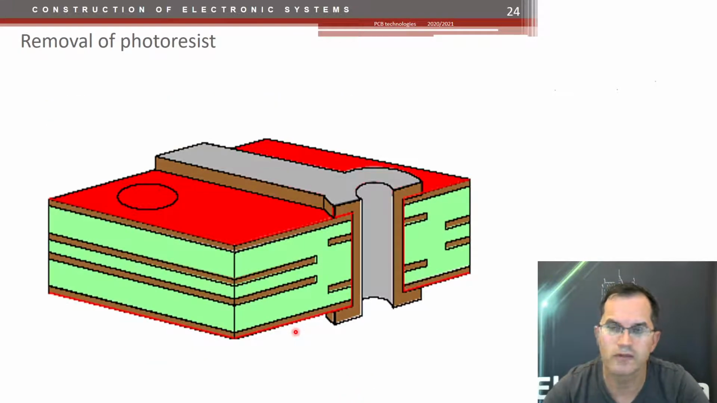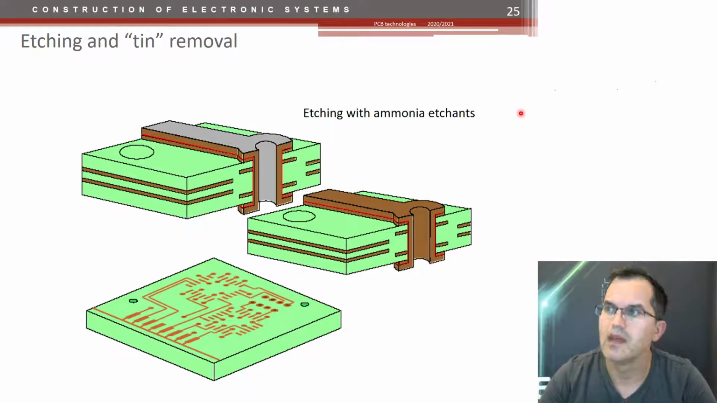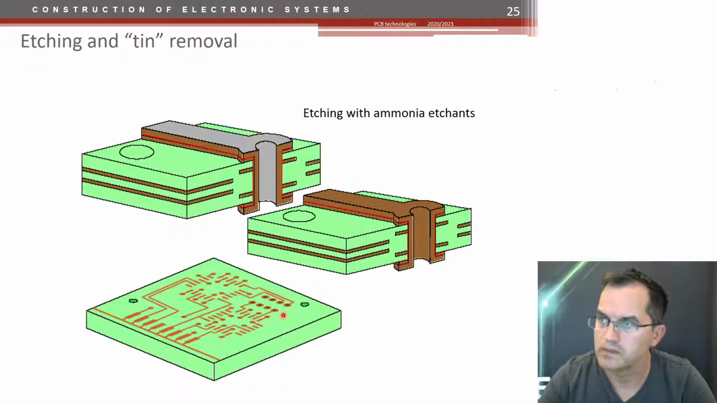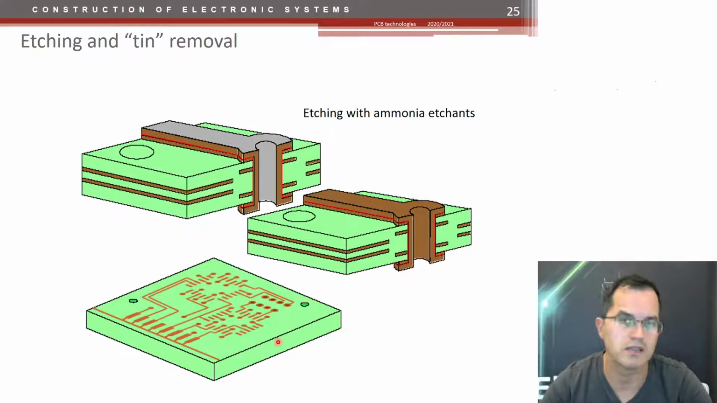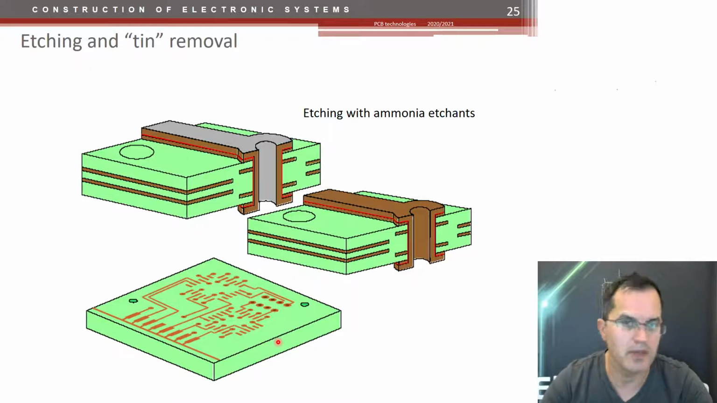Then we remove the photoresist and we etch it. Etching is done with ammonia etchants, and this is quite smelly, as you can imagine. At the end, we remove the tin as well, and this is the PCB we get. We have vias, we have copper layers, copper tracks, and we have metallized vias, which is the basic and most important step to make metallized vias. With that, we can make multilayer PCBs.